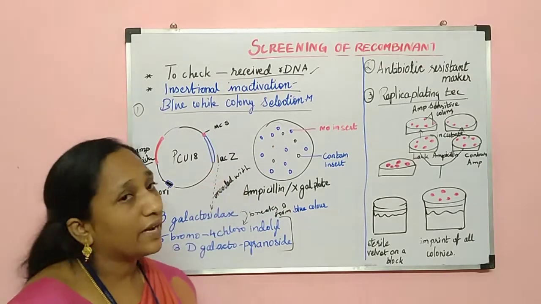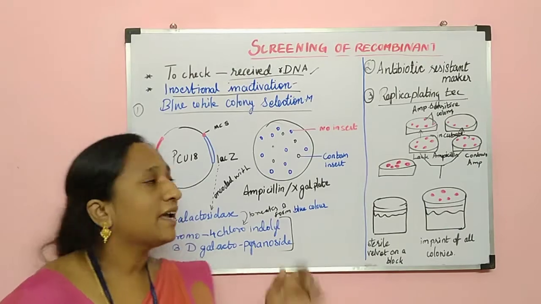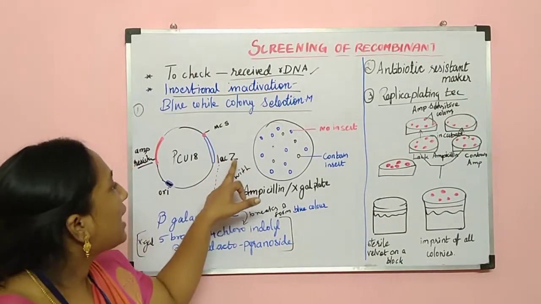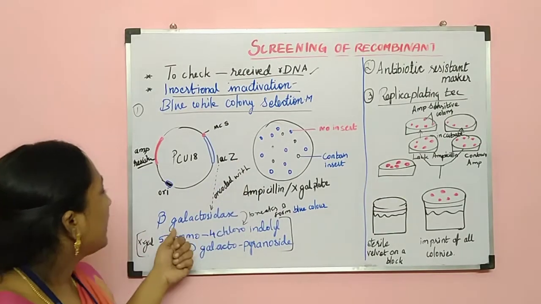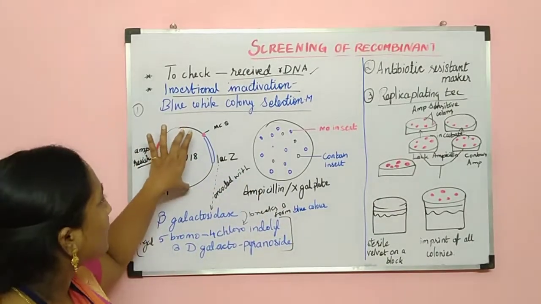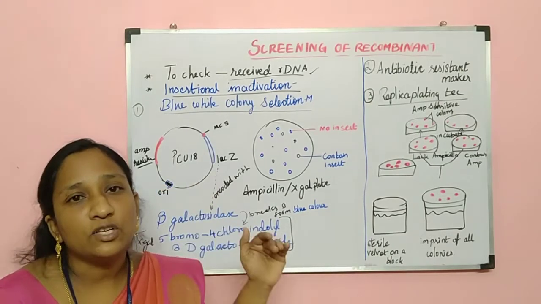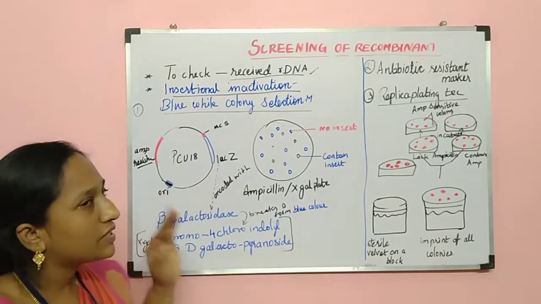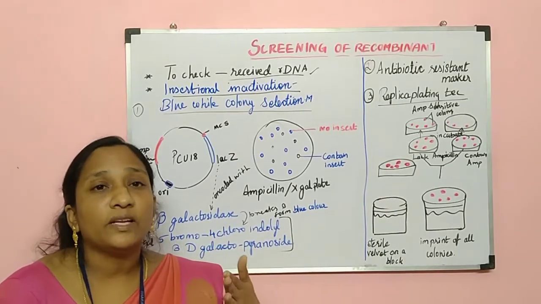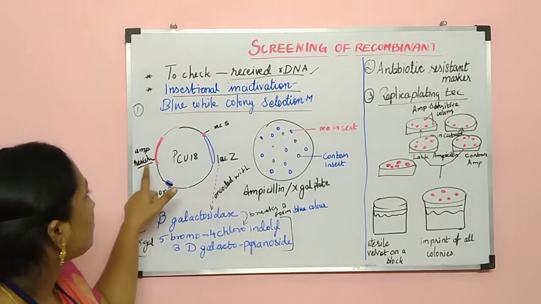In addition, we are keeping one gene here called the LacZ gene. What is the function of the LacZ gene? It encodes the enzyme beta galactosidase. What is the capacity of the foreign DNA? It is resistant toward ampicillin, which is an antibiotic. So this DNA shows resistance and can grow even in the presence of ampicillin antibiotic.